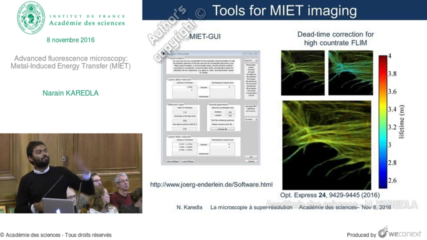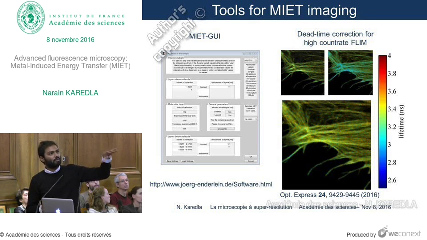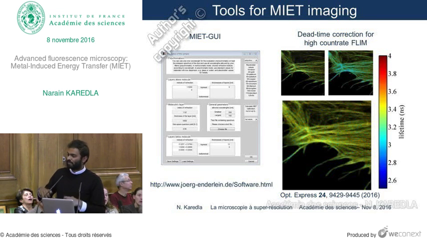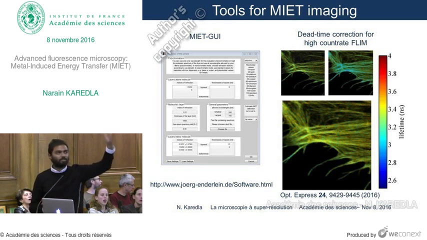The first, here on the left, we see the MIET GUI, where you can feed in your lifetime data and the parameters that you have, the thickness of your layers, the refractive indices, and the dye emission properties, to calculate the lifetime calibration curve and to get from the lifetime the height distances and the height images, which I have shown in the presentation.